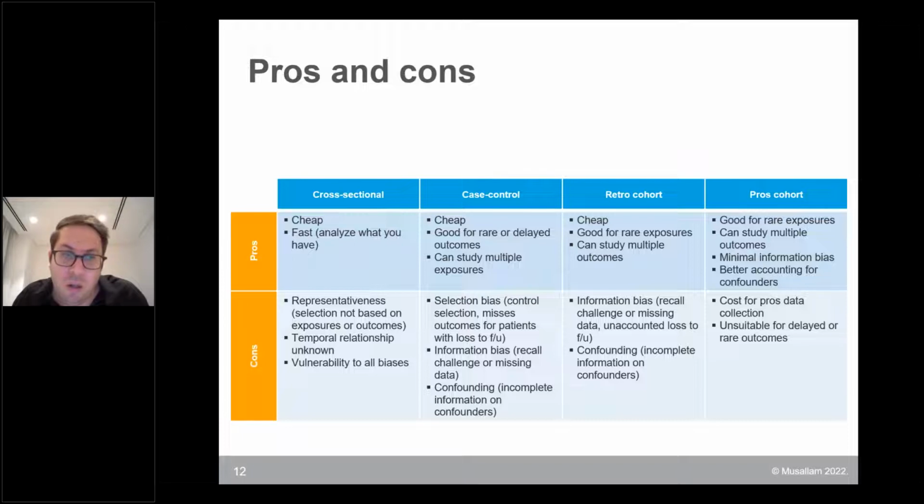Definitely the con is cost, because if you want to measure a certain lab newly for these patients, you need to pay for it because it's done for research purposes. And as we said earlier, it's unsuitable for delayed or rare outcomes because you would need to wait years. Prospective cohort studies, for example, of exposures in infancy looking at outcomes at age 40, are among the most cherished trials because physicians literally waited 30 years for outcomes to happen to be able to judge a certain exposure or risk factor.